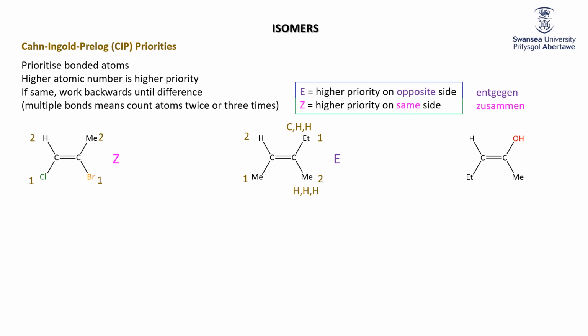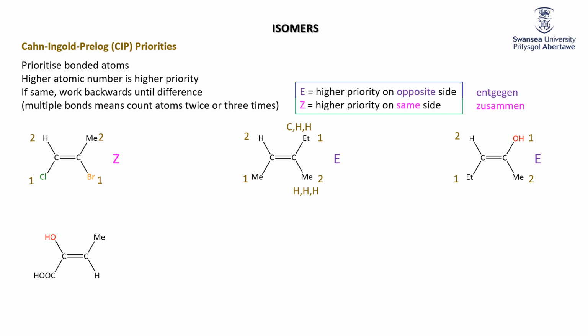Third example. I'm back, hope you are. Carbon versus hydrogen. So the ethyl is the higher priority on the left-hand carbon. Here we've got oxygen or carbon, oxygen higher atomic number than carbon. So the OH is the higher priority. So they're on opposite sides. So that is an E, entgegen.